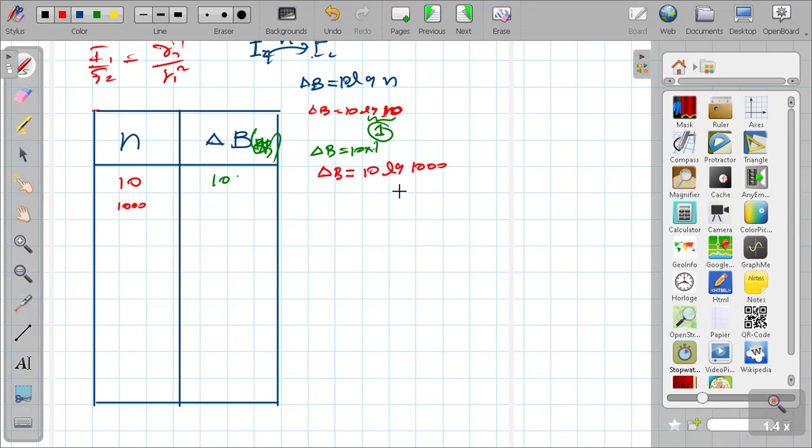I told you log to the base 10 to the 1000. 1000 means you have to count how many zeros, so 3. So what is the decibel change? It will just be 30. The 30 decibel change occurs. Can you understand?